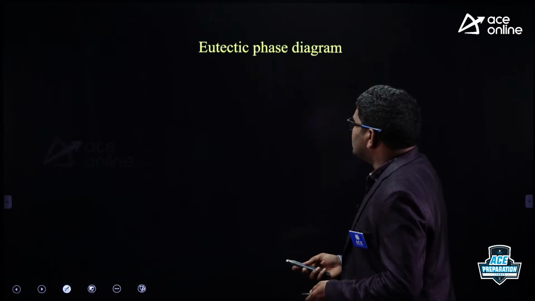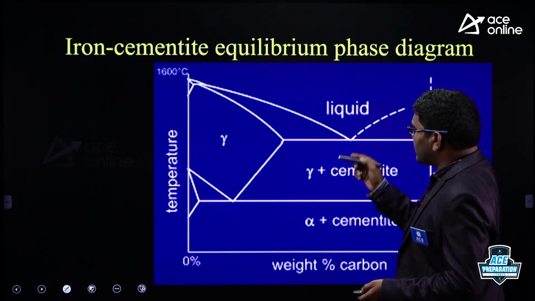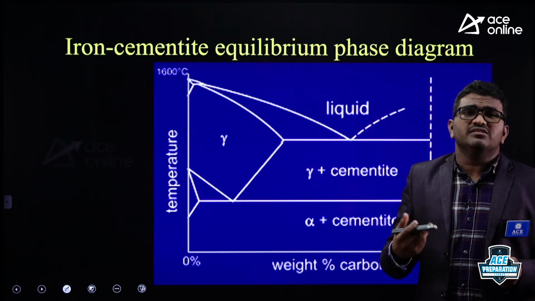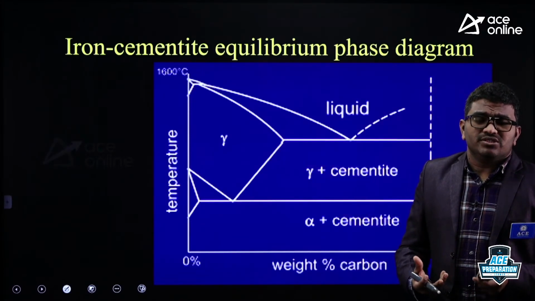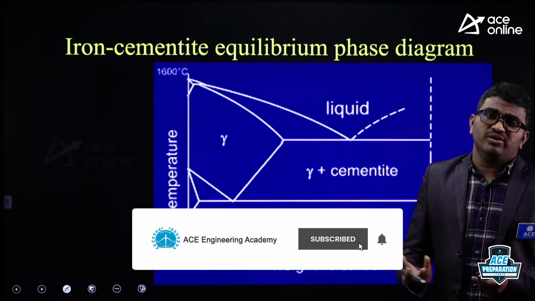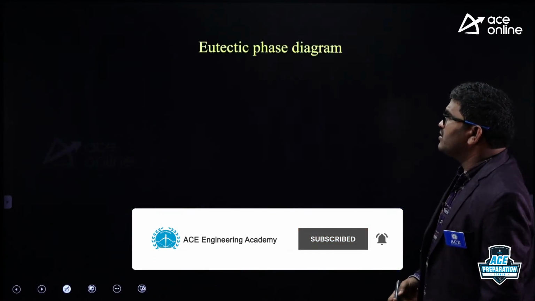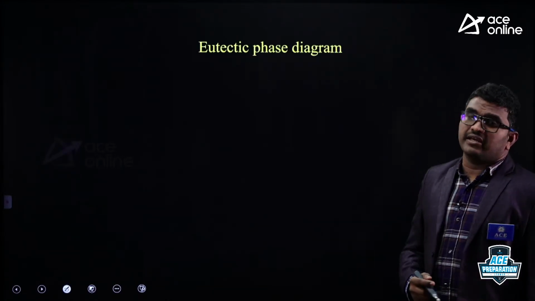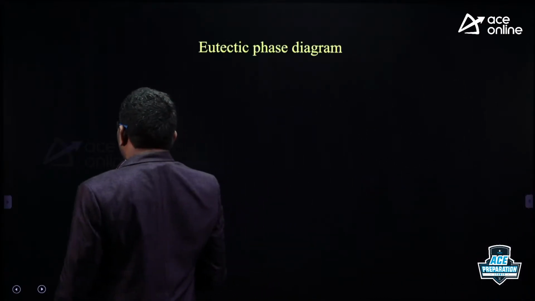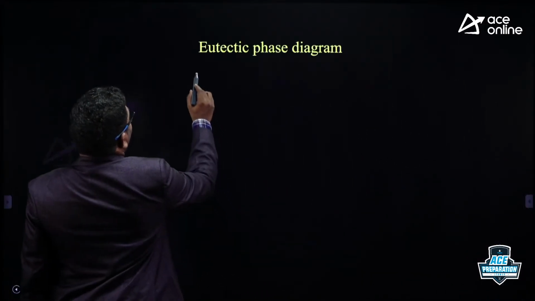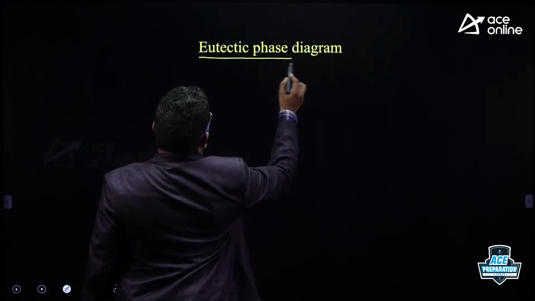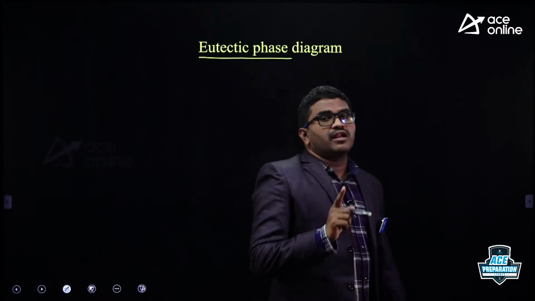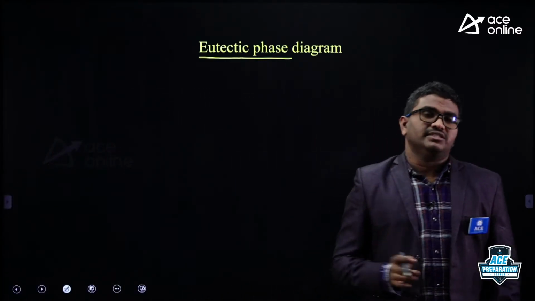Now, see here in this diagram, liquid, gamma iron, alpha iron, cementite, all these are phases in the solid state. So the material is not completely soluble in the solid state, that is why remember the iron cementite phase diagram is a eutectic phase diagram. The iron cementite phase diagram is a eutectic phase diagram because the two components, what are those two components? Iron and carbon, they are not soluble in the solid state.